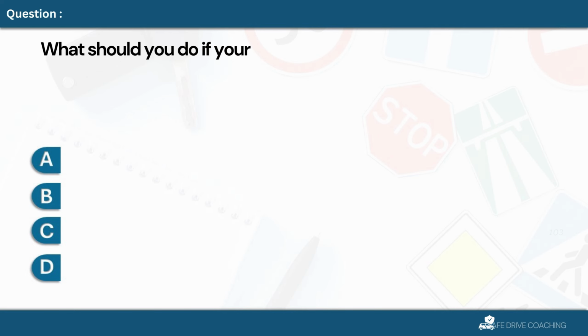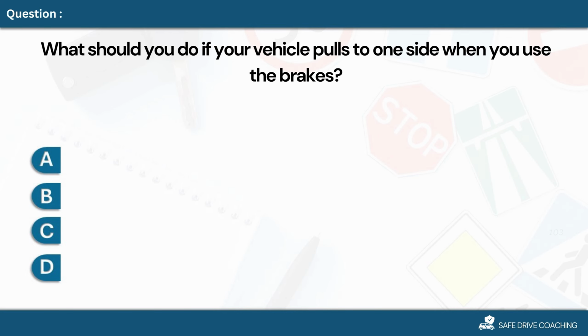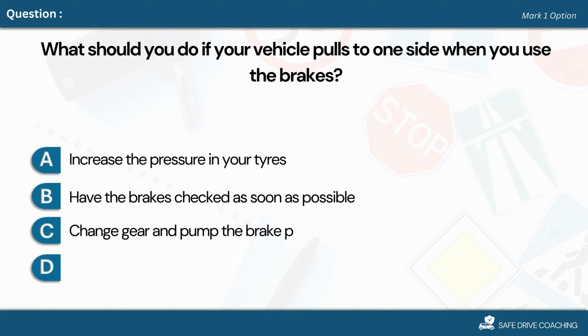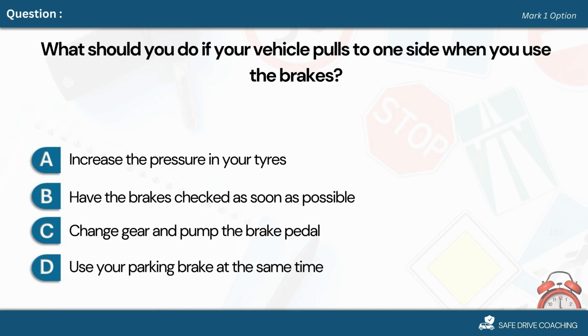What should you do if your vehicle pulls to one side when you use the brakes? A. Increase the pressure in your tires. B. Have the brakes checked as soon as possible. C. Change gear and pump the brake pedal. D. Use your parking brake at the same time. The correct answer is B. Have the brakes checked as soon as possible.